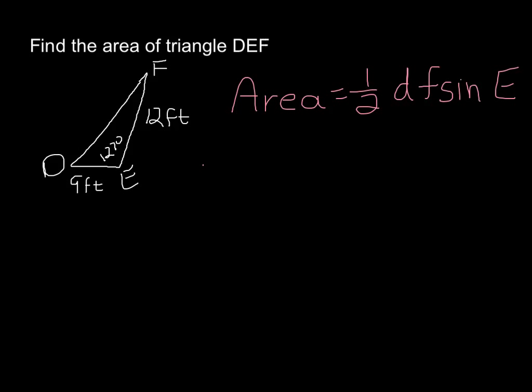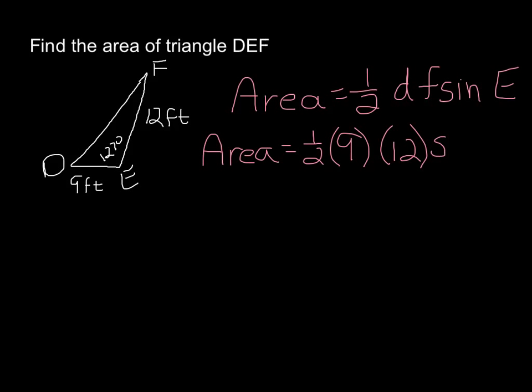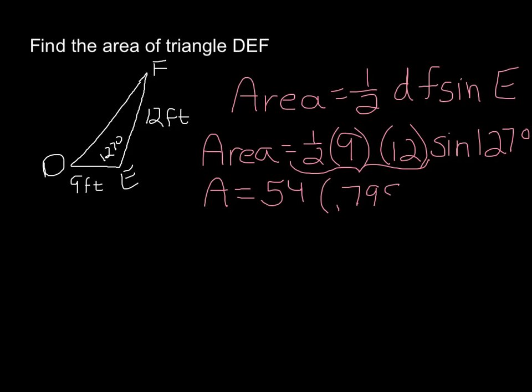Okay, so let's just plug and chug, as they say. Area equals 1/2 times 9 times 12 times the sine of 127 degrees. So when you put that into your calculator, the area will equal 54, that's 1/2 times 9 times 12, times the sine of 127 degrees, which is 0.7986.